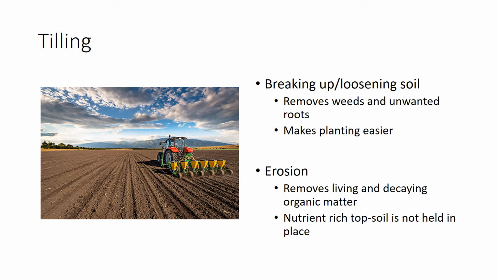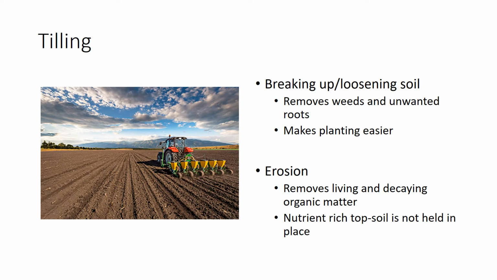Tilling is another practice, where you turn the earth over or break it up and loosen the soil. It's great, and we use it because it removes weeds and any unwanted roots. It also makes planting seeds a lot easier. However, it does cause more erosion because the living matter that was there is gone, and so it's not holding it into place. And also, right, that decaying organic matter is gone, so it's not going to feed into the soil.